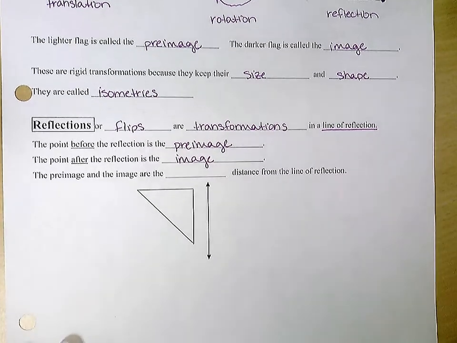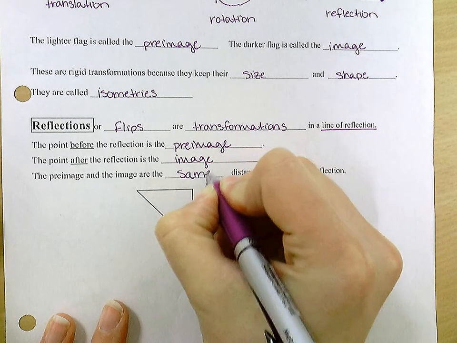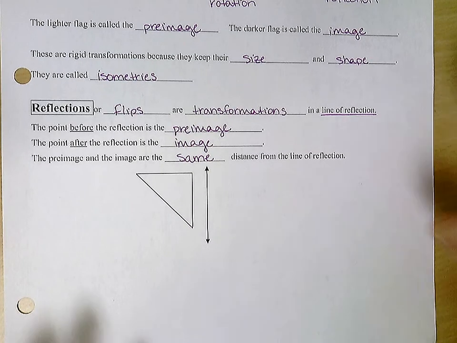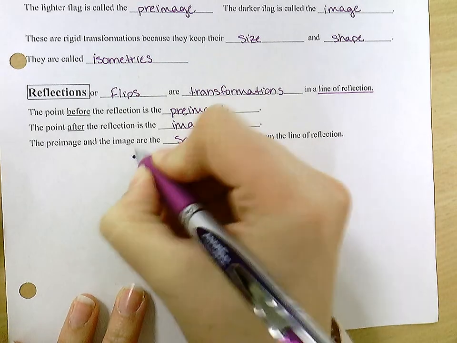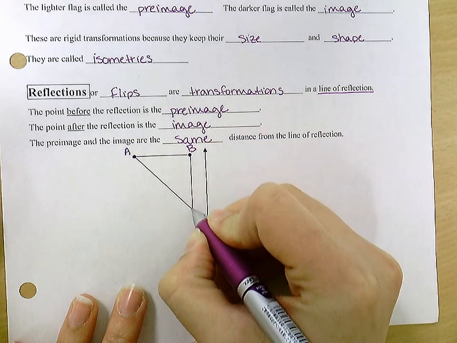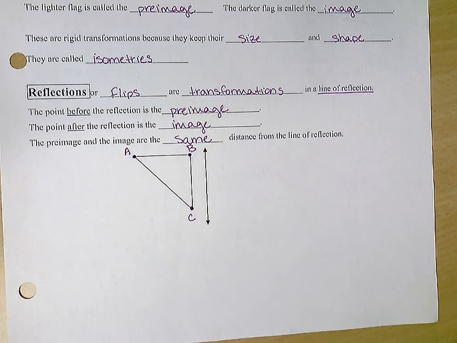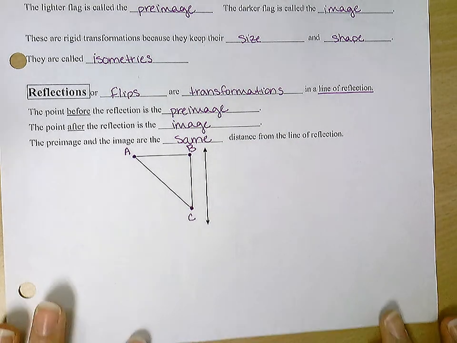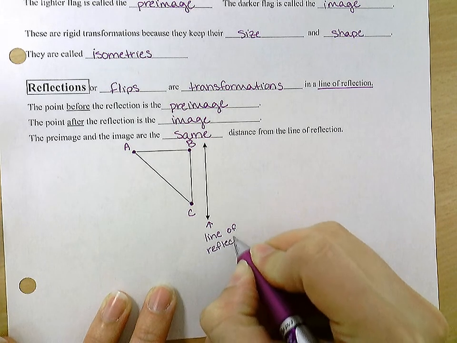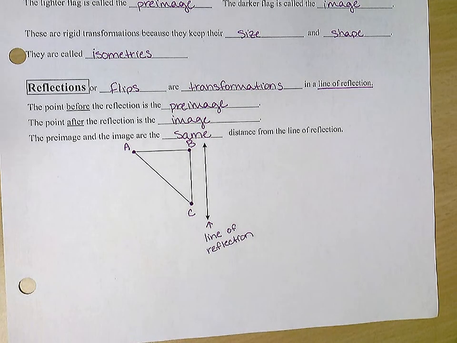Okay, the pre-image and the image are the same distance from the line of reflection. Okay, so they have to be the same distance, hence your ruler. Okay, so we have to make sure each of these reflected points are that same length from a line of reflection. So that's what we're going to do in the example below. Okay, I'm just going to label each of my points here. So this point I'm going to label A on my triangle, this point B, and this bottom point here, C. Now we want to reflect each of those points over this line of reflection. Okay, so that would be your line of reflection.